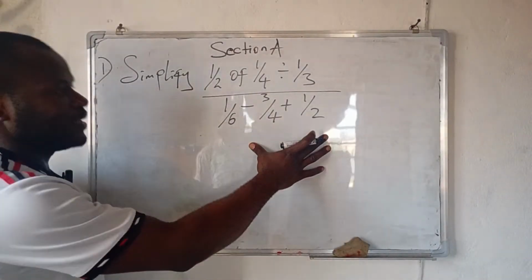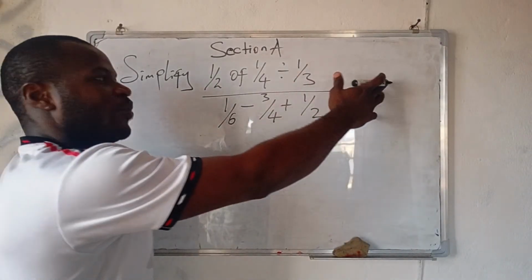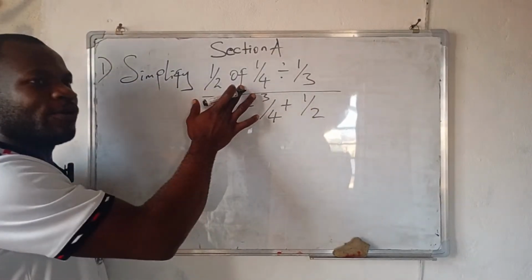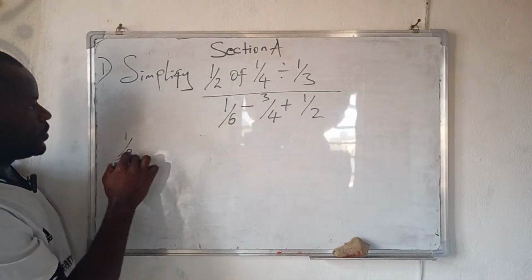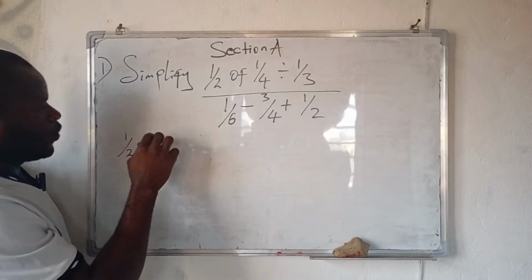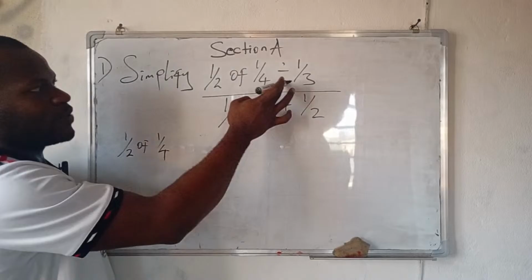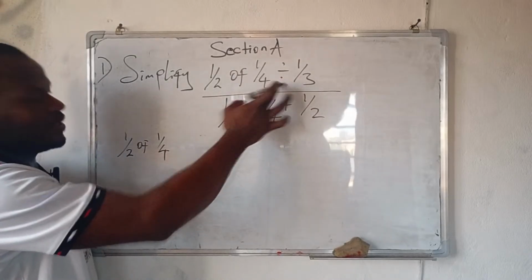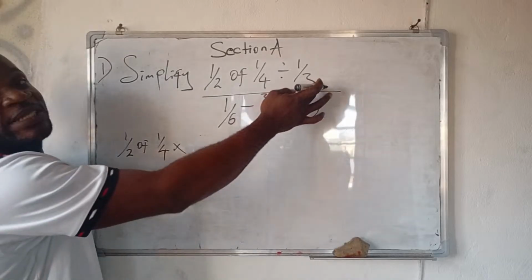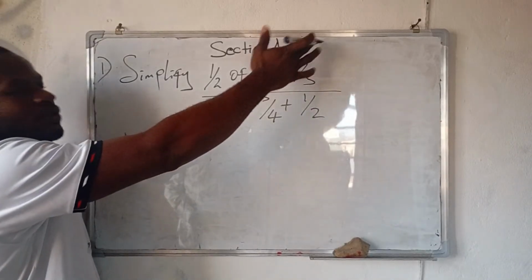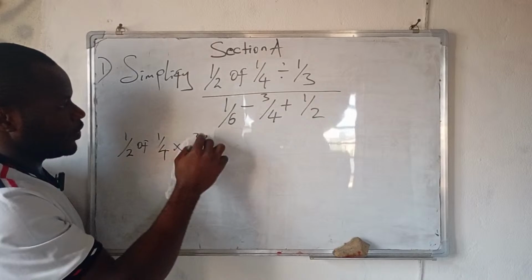Now, while solving this, remember we follow the rules of BODMAS. We start with 'of' first. Since we are simplifying, we have 1/2 of 1/3. Then in maths, we don't use the division sign like this. You have to change it to multiplication. Changing to multiplication, the denominator will go to the numerator and the numerator comes down. We have 3/4.